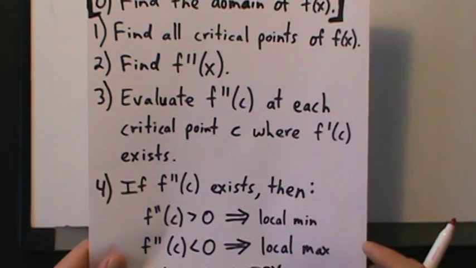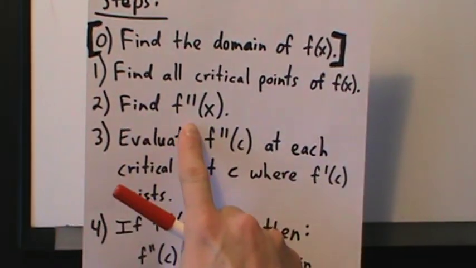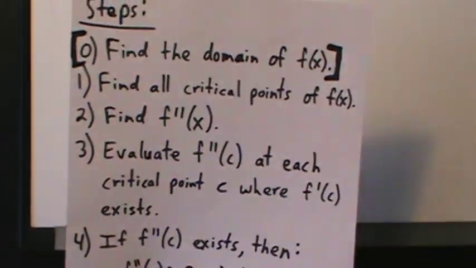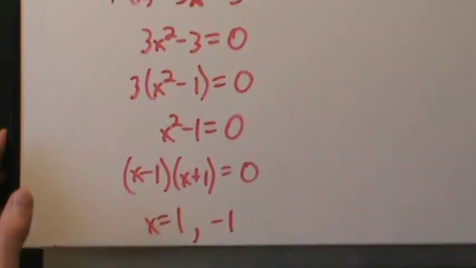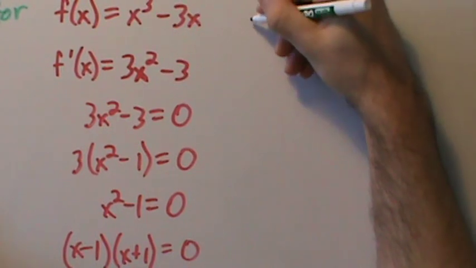So far not really different from the first derivative test, right? Just find the critical points. Now what's going to be different is here's step 2. Now we find the second derivative, f double prime of x. So the second derivative is just the derivative of the derivative.